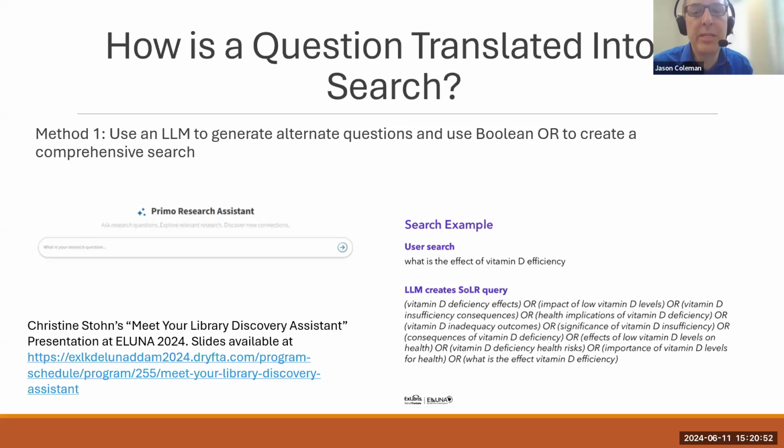What is the effect of vitamin D deficiency? And this is behind the scenes what the LLM might create and then send to the database. So it's a really elaborate query, which is something that we're familiar with.